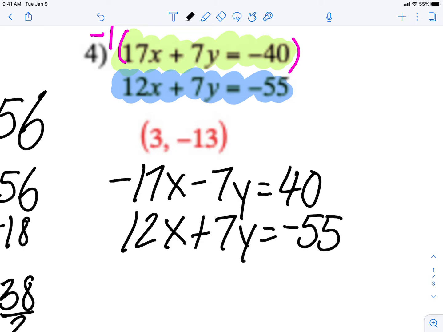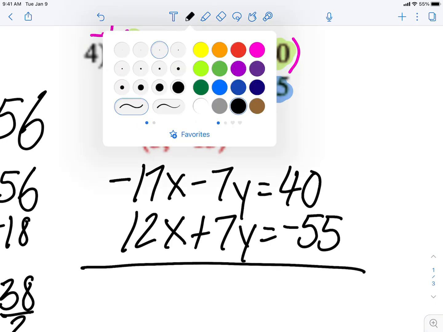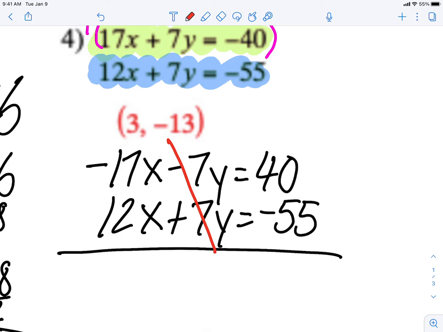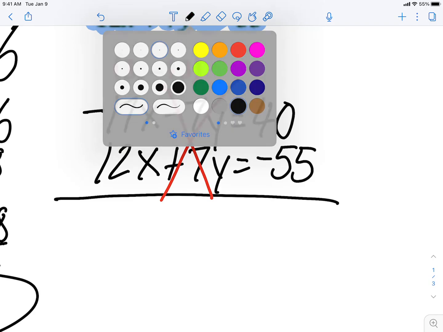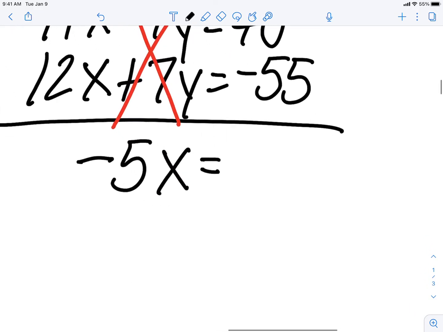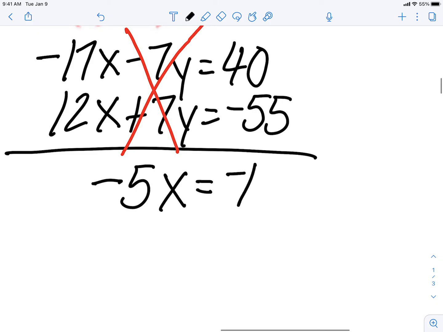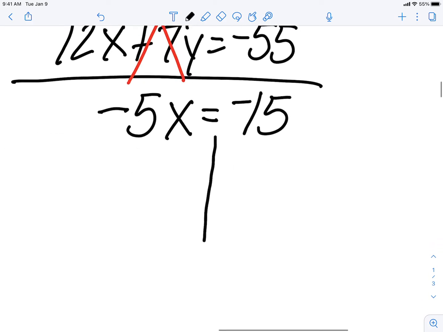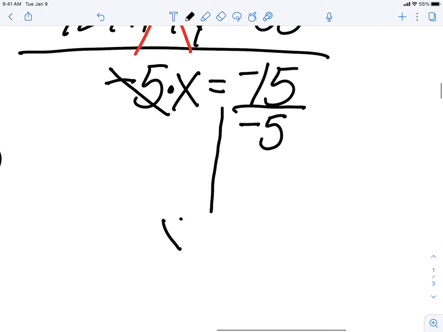Look at that. Boom. Now, my voice just cracked, but that's okay. -7y and +7y cancel. Look at that. That's exactly what I wanted. A -17x and a +12x is a -5x equals a +40 and a -55 is a -15. I draw my line of separation. The opposite of multiplying by -5 is dividing by -5. So I get x is equal to -15 divided by -5 is a +3.